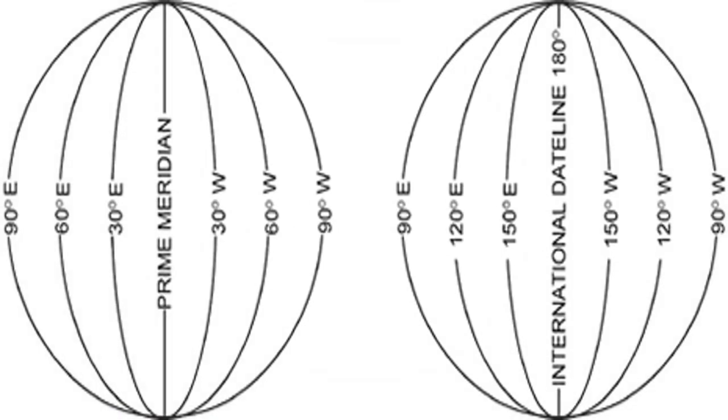Here I have two more diagrams. These show the prime meridian versus the international dateline. The prime meridian is at 0 degrees and the international dateline is at 180 degrees.